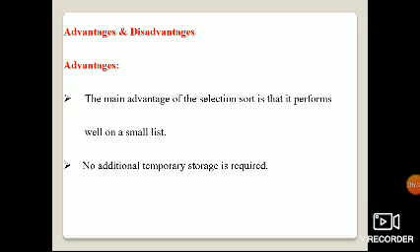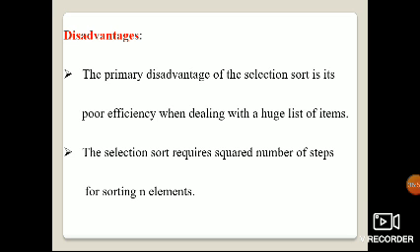Okay, what are the main advantages? The main advantage of selection sort is that it performs well on a small list, and no additional memory storage is required, because we are taking only one storage. In that storage only we will be swapping, so we do not need any additional. What are the main disadvantages of selection sort? It has poor efficiency when dealing with a huge list of items. Selection sort requires a squared number of steps for sorting n elements.